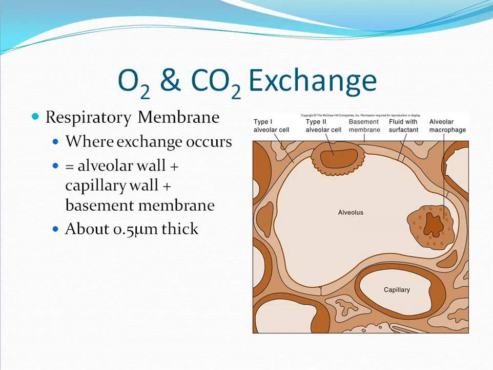Next, we will look at oxygen and carbon dioxide gas exchange. This occurs across the respiratory membrane. The respiratory membrane consists of the alveolar wall, which is a layer of simple squamous epithelial tissue, plus the capillary wall, which is also a layer of simple squamous epithelial tissue, plus the basement membrane that lies between them. Altogether, the respiratory membrane is about 0.5 micrometers in thickness.